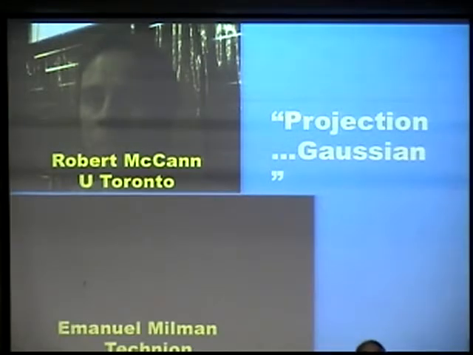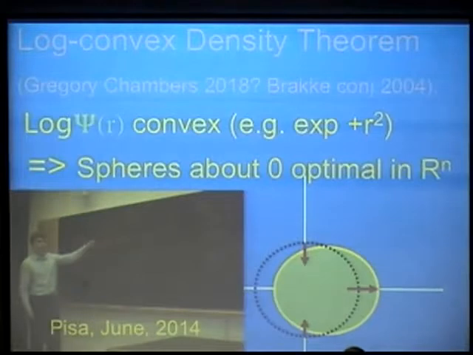Yeah, the Gaussian is certainly the most important, this e to the minus r squared. It's also interesting to look at the opposite kind of density, though, like e to the plus r squared, where the log of e to the plus r squared is now convex as compared to e to the minus r squared, where the log is concave. And here, the density is smallest at the origin. Bubbles like to be around the origin. And the 15-year-old conjecture said that for log convex densities, radial spheres about the origin are optimal. And this was just proved. It should be published shortly this year.